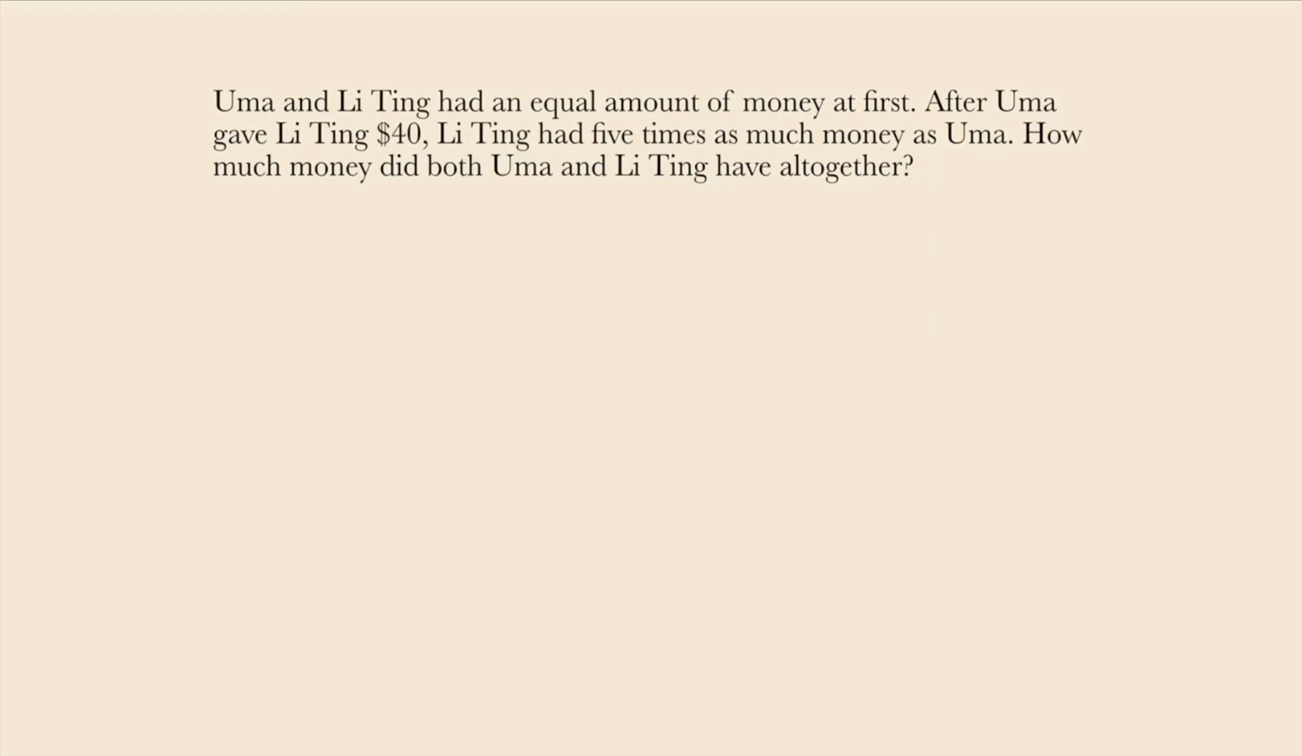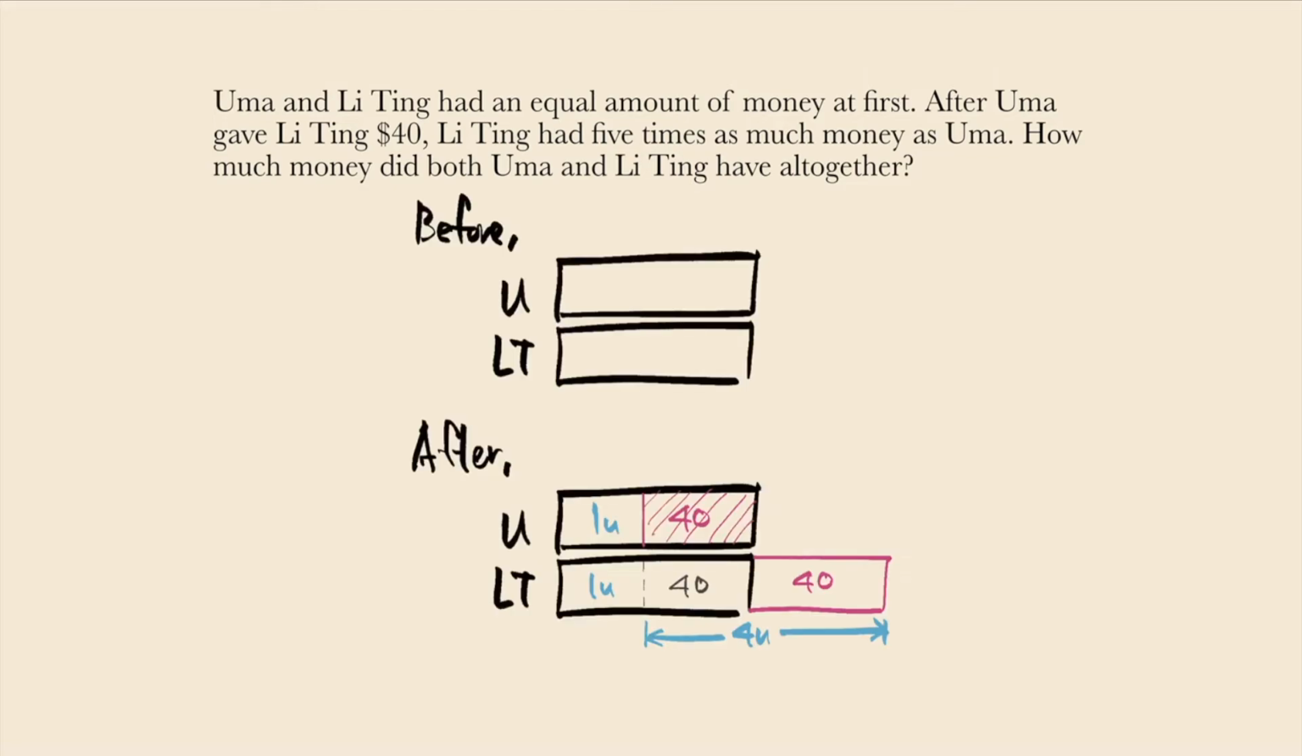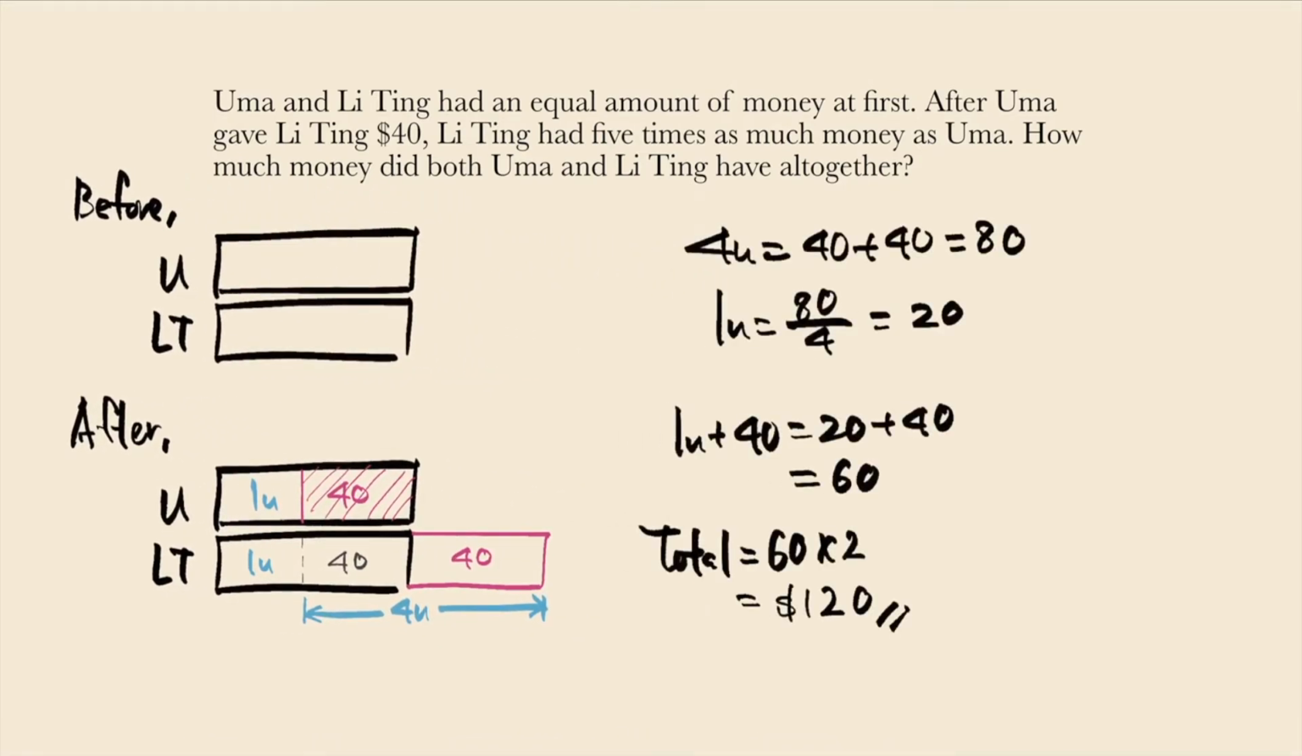U and L had an equal amount at first. After U gave $40, so U removes 40 and gives it to L, which means 40 is shown here. The end result is 5 units for L and 1 unit for U. That means we can form an equation with 4U equals $80. So there you go, 4U is 80, 1U is 20.